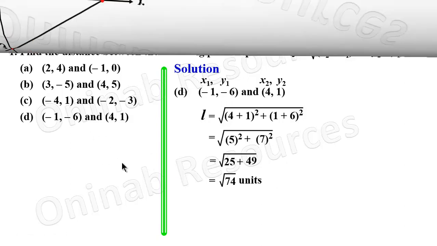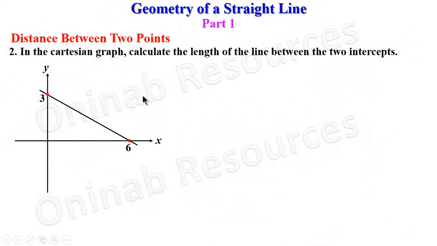We then go to problem 2. Problem 2, in the Cartesian graph, calculate the length of the line between the two intercepts. The length of the line between these two intercepts. This is the intercept on the x-axis. This is the intercept on the y-axis. So we have to calculate the distance from here to this point.